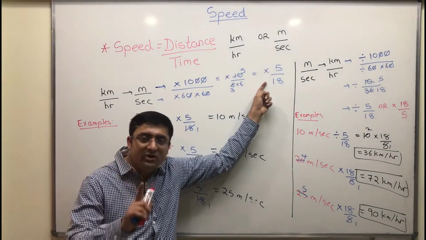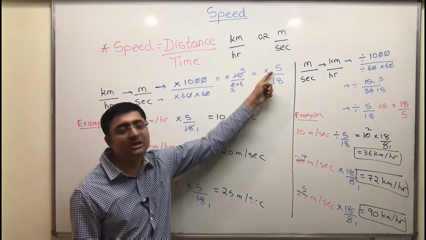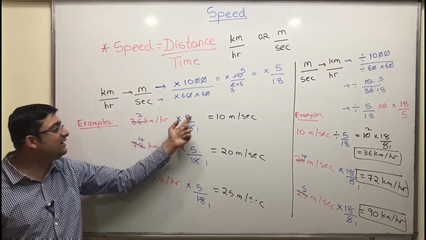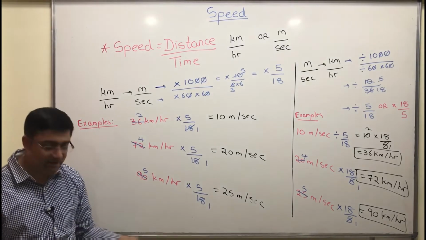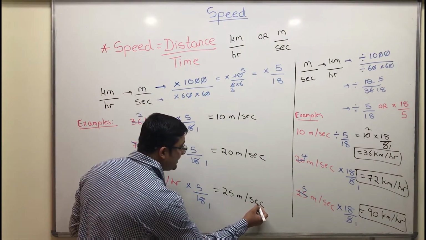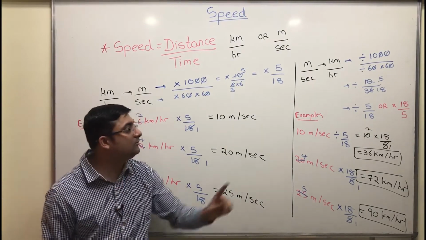That means whenever you want to convert from kilometer per hour to meter per second, we multiply by 5 by 18. For example, 36 kilometers per hour, you want meter per second, into 5 by 18, 10. So whenever you want to convert from kilometer per hour to meter per second, it is simply into 5 by 18.